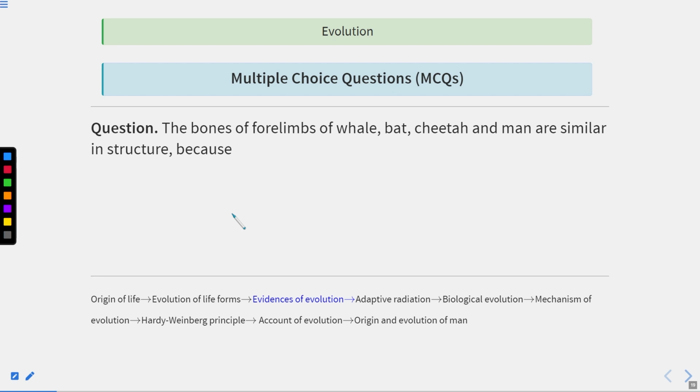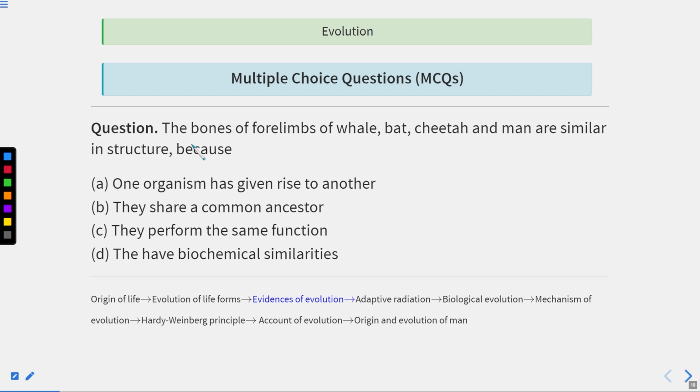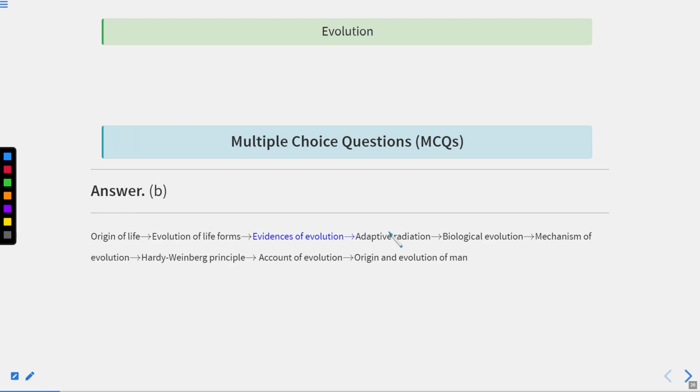Now the next question is: the bones of forelimbs of whale, bat, cheetah and man are similar in structure. Why are they similar in structure? The first option: one organism has given rise to another. Second option: they share a common ancestor. Option C: they perform the same function. And option D: they have biochemical similarities. So the answer is option B.